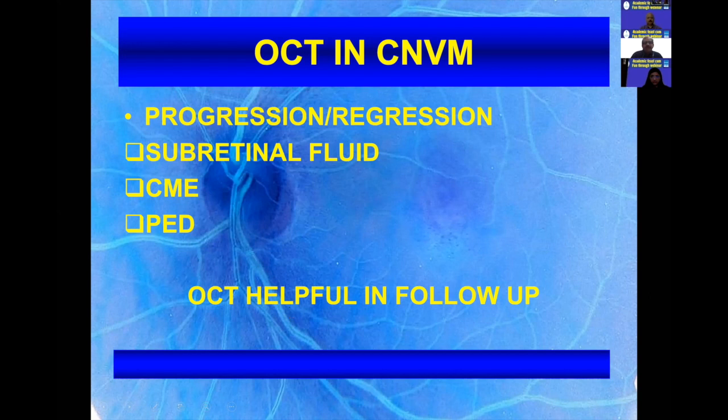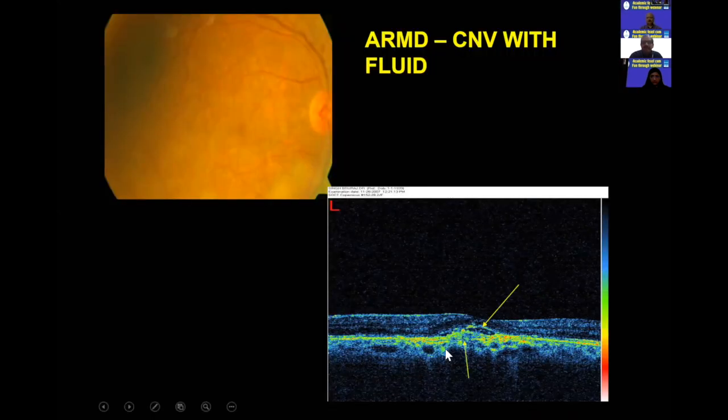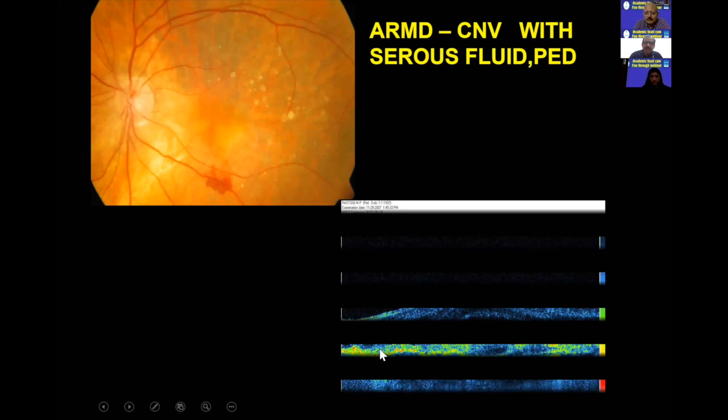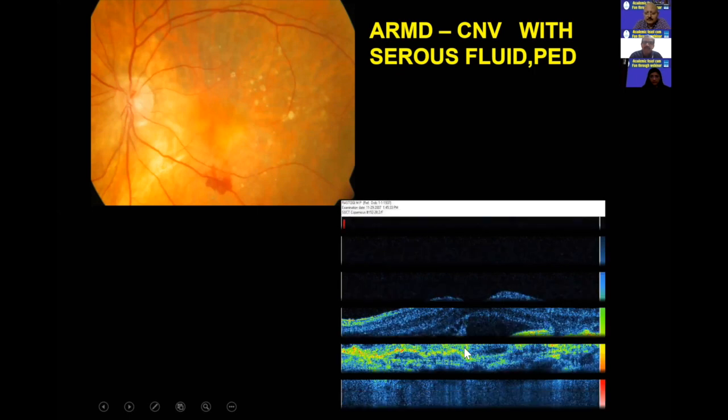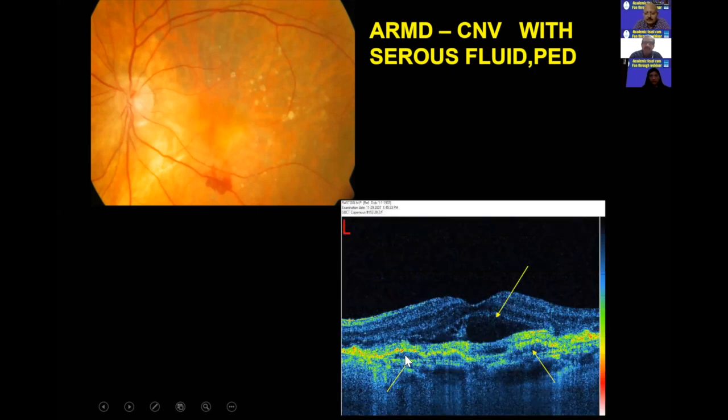This is a patient with age-related macular degeneration, choroidal neovascular membrane. This is the hyperreflective CNVM here with overlying serous fluid here. This is another patient with the fibrovascular PED. You can see the pigment epithelial detachment here, and this is the choroidal neovascular membrane, and this is the overlying serous detachment in an ARMD patient.